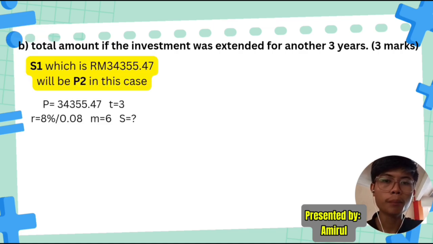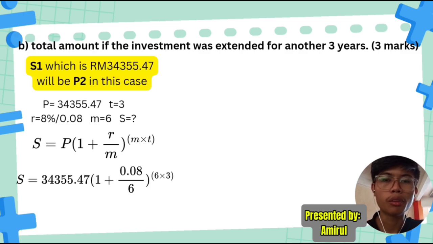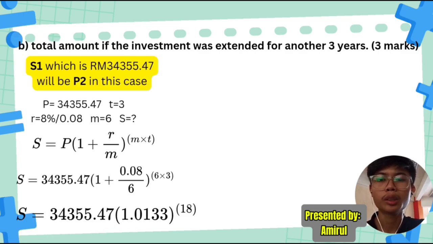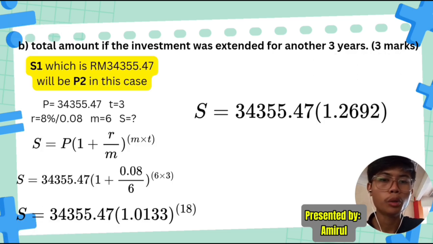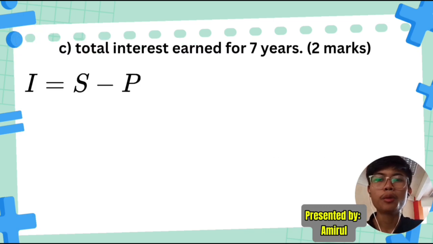So we must change the P, and the T is 3, the R equals 0.08, the M is 6. What's the S? We just use the same formula as A, we fill up, and we will get S equals to 34,355.47 cents in bracket 1.0133 power 18, and the number in the bracket with power 18, and we get 1.2692, and we get the S, which is RM 43,605.56. And we move to question C.